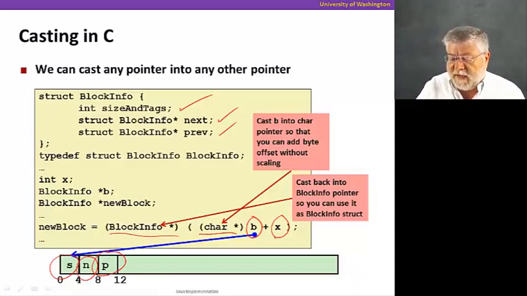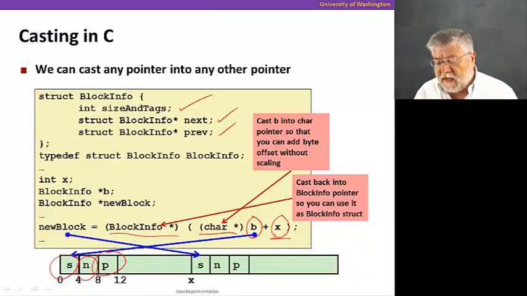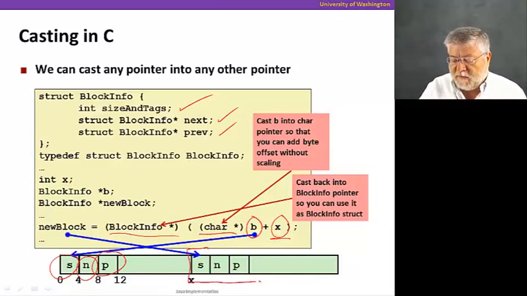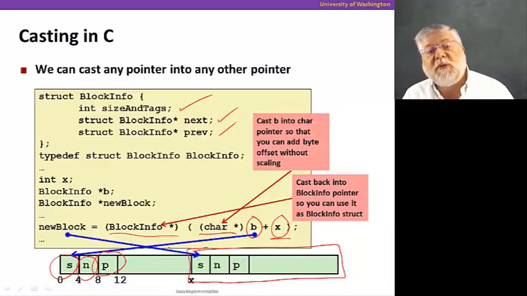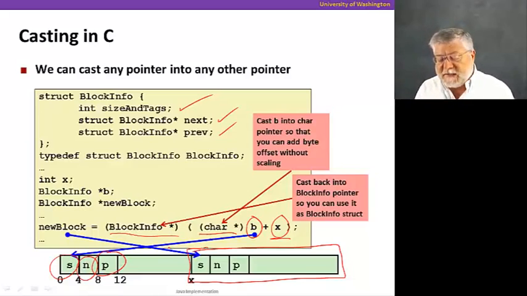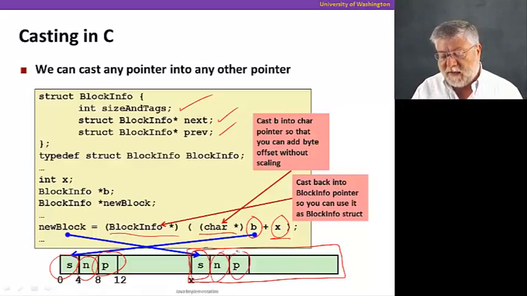We've now offset that by some number of bytes x and created a new area in memory that we're going to interpret as a block info struct. The casting is equivalent to putting a lens over the memory and saying, look at this memory at this location. We are going to view that as a block info. So that means we will interpret the bits in memory in the first 4 bytes as the size and tag, in the next 4 bytes as the next pointer, and the next 4 bytes as the previous pointer. It's purely a reinterpretation of what is in memory.